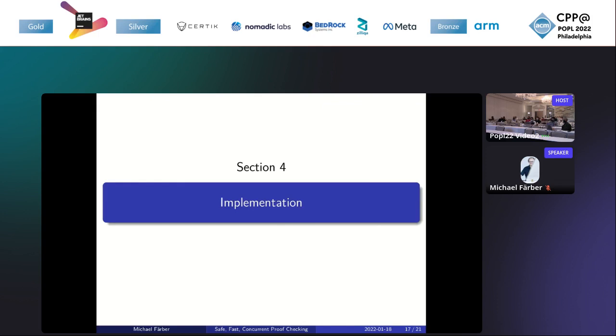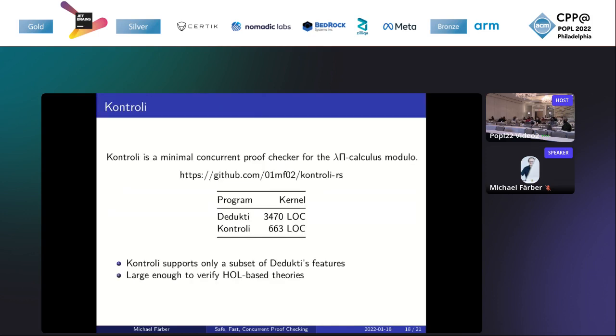Now for the implementation of my work. I implemented the shown techniques in a proof checker that I called Kontroli. Kontroli is freely available and it is written in Rust. The kernel of Kontroli is significantly smaller than the kernel of Dedukti. This is an unfair comparison because Kontroli actually supports only a certain subset of Dedukti's features. Still, it shows that it is possible to implement a small kernel in Rust that is still sufficiently powerful to verify certain theories, such as HOL-based ones.